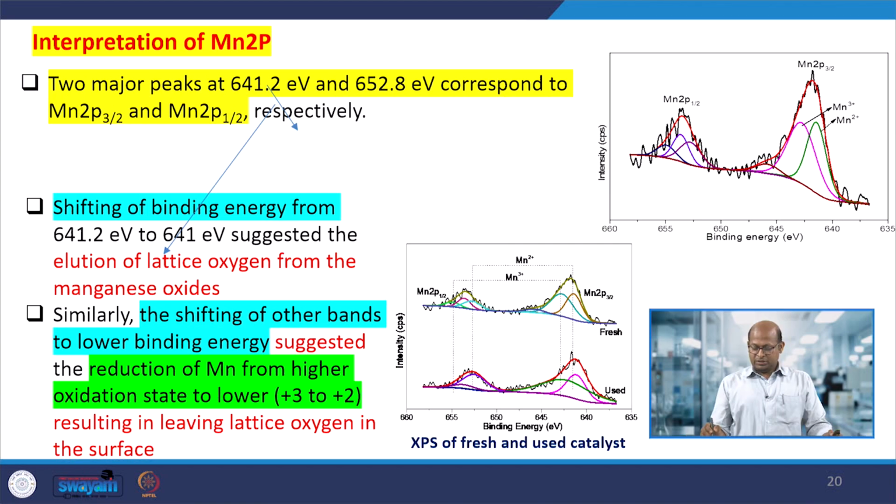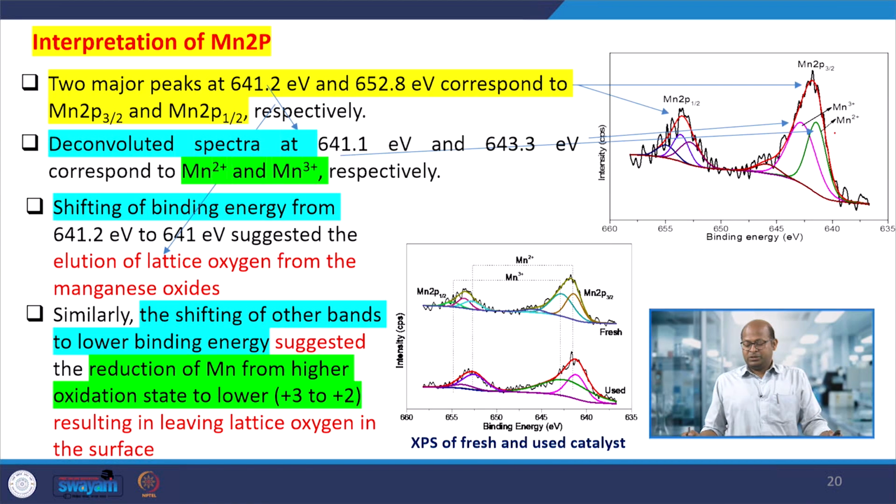So here I'm showing, similarly, the two major peaks that we are getting. So 2p 3/2, they are manganese +3 and manganese +2, both are present. Here is another spectrum that I'm showing, in the case of fresh samples and used samples, meaning the same materials once used for specific applications.